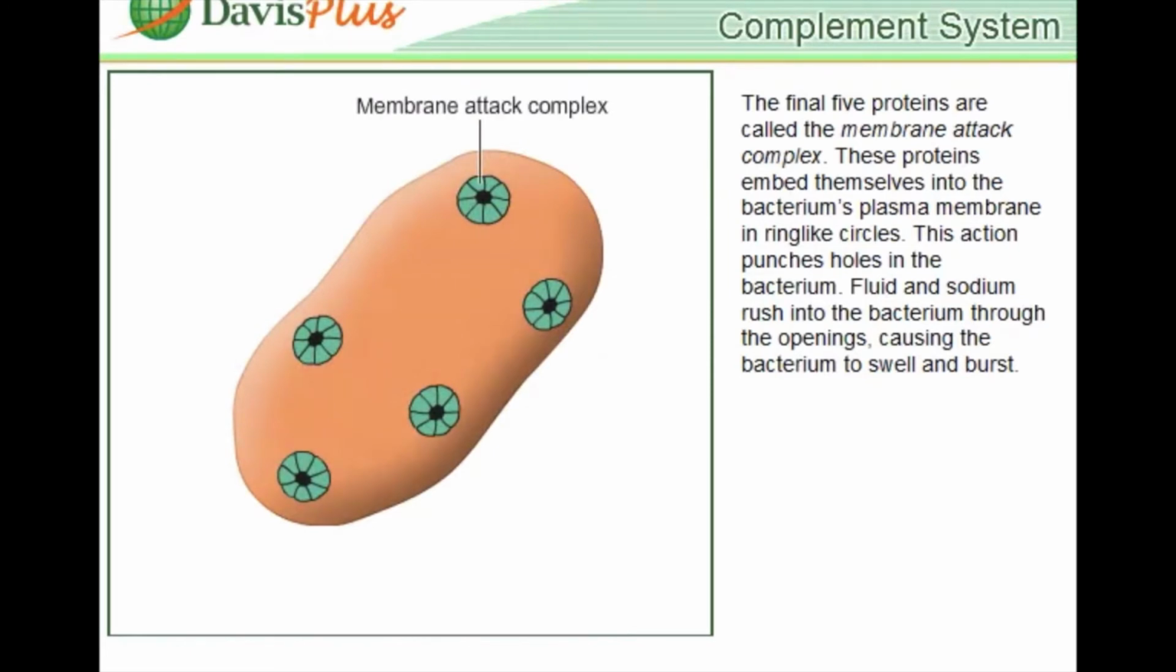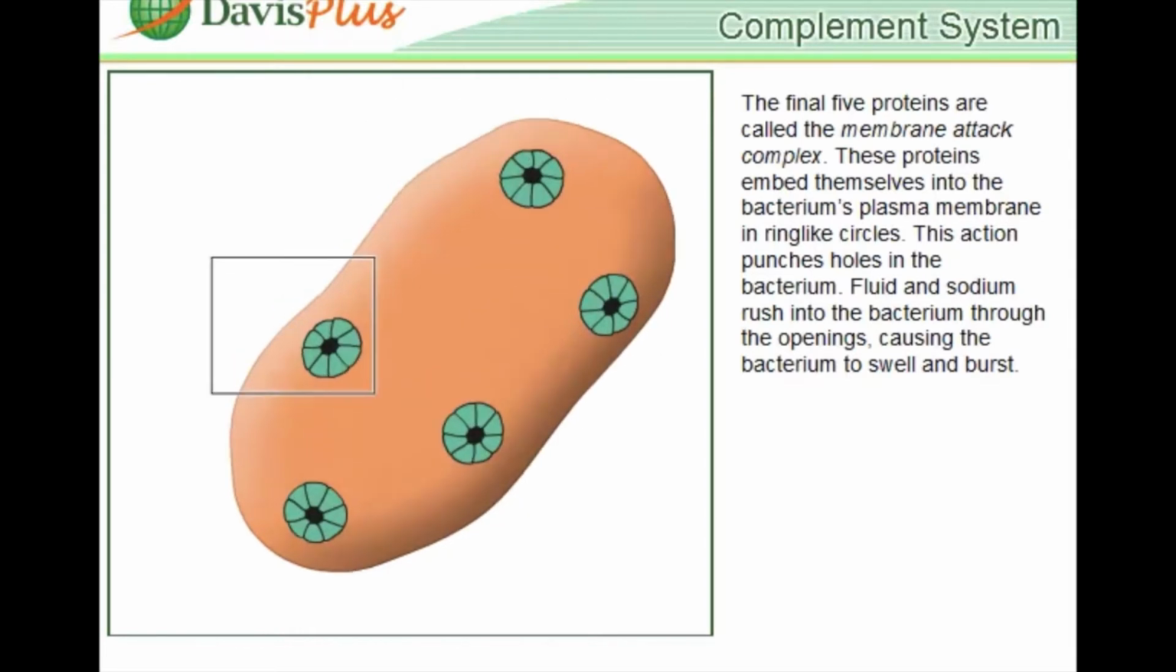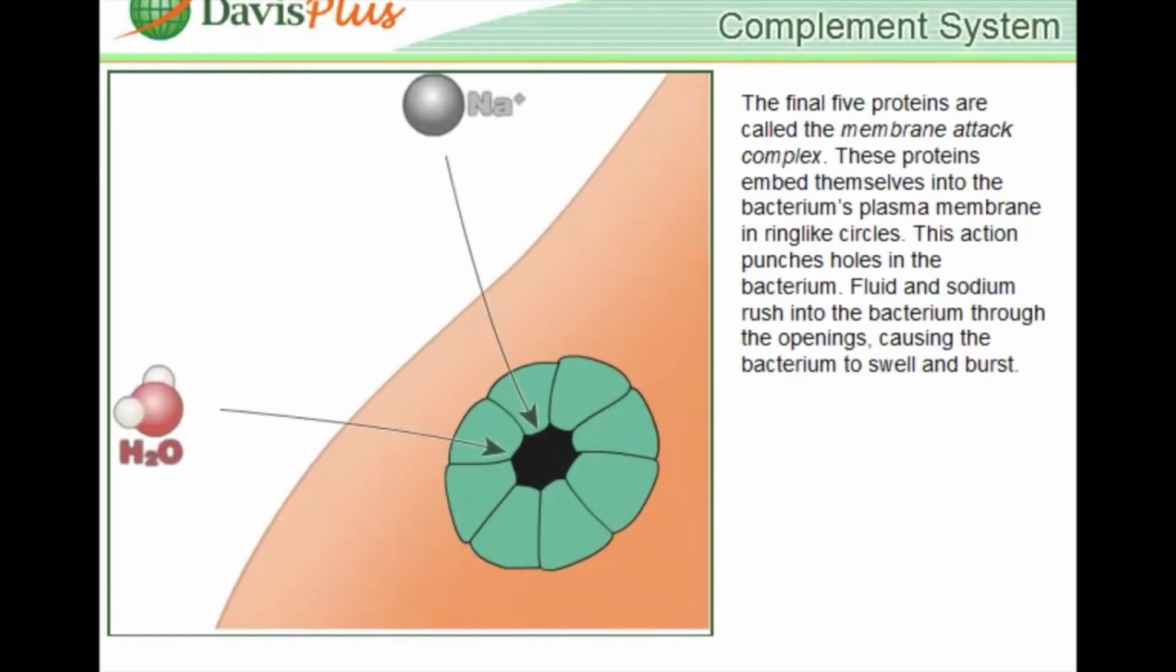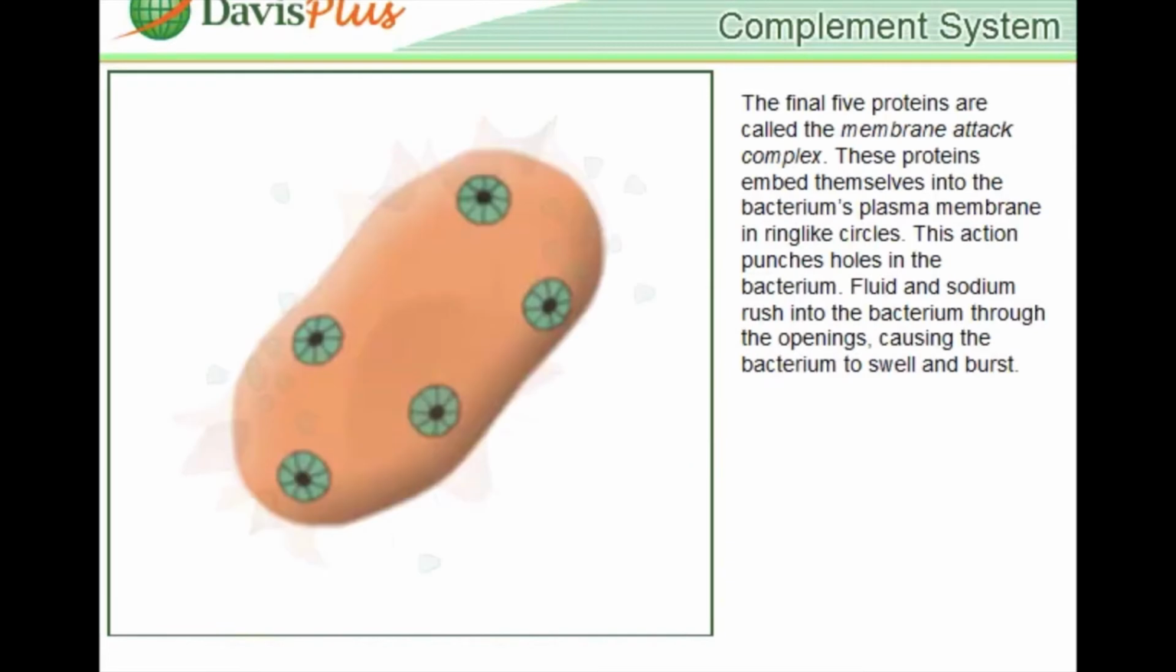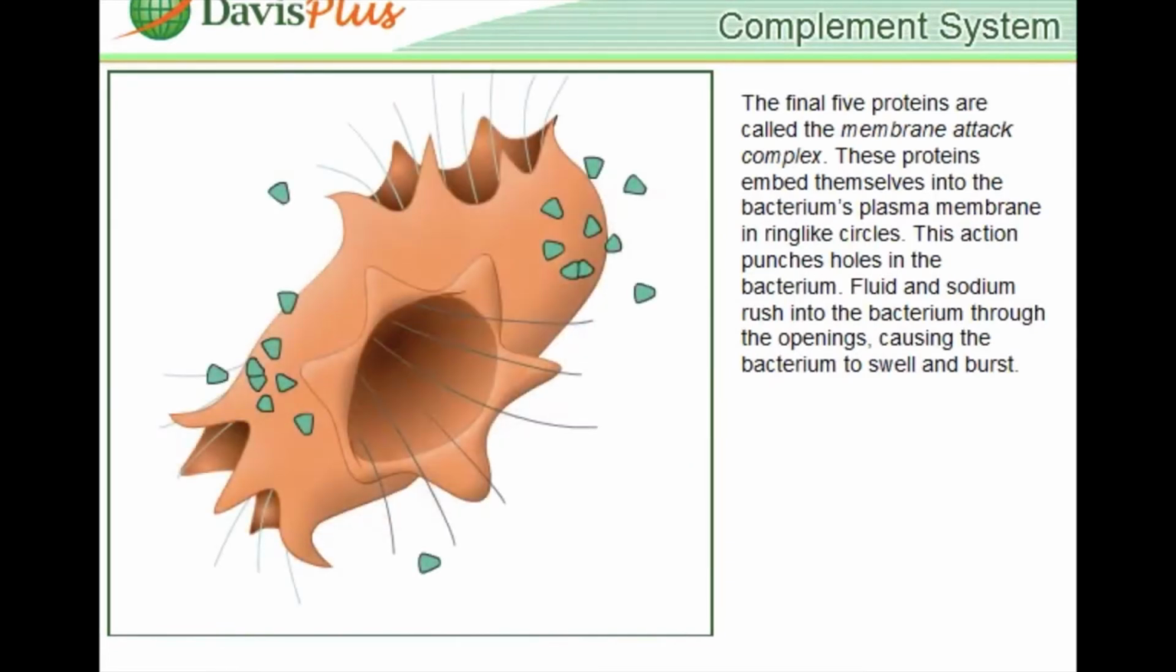These proteins embed themselves into the bacteria's plasma membrane in ring-like circles. This action punches holes in the bacteria. Fluid and sodium rush into the bacterium through the openings, causing the bacterium to swell and burst.